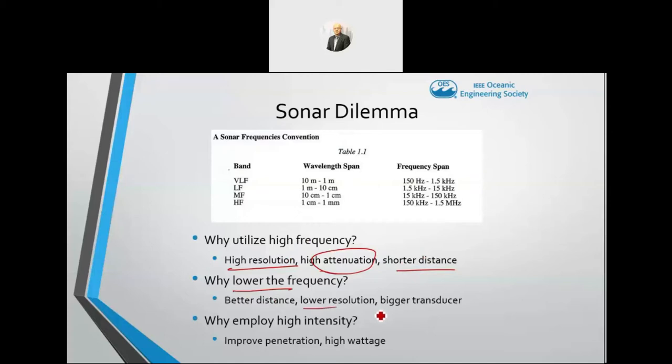Furthermore, the size of the transducer will be getting bigger as well. So this is the dilemma that has been around for underwater acoustic sensor designers for so many years. And normally we increase the intensity or the sound pressure level to improve penetration, but it will of course require a high voltage, and you need a bigger power module to operate the sonar.